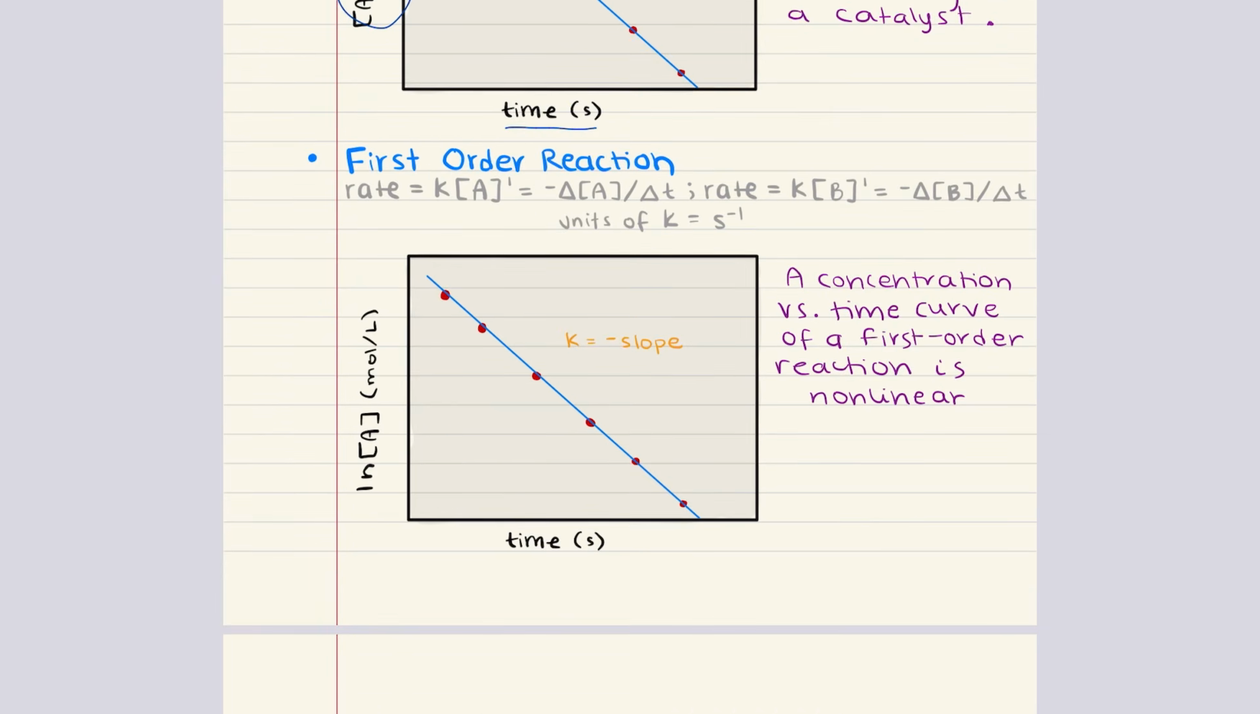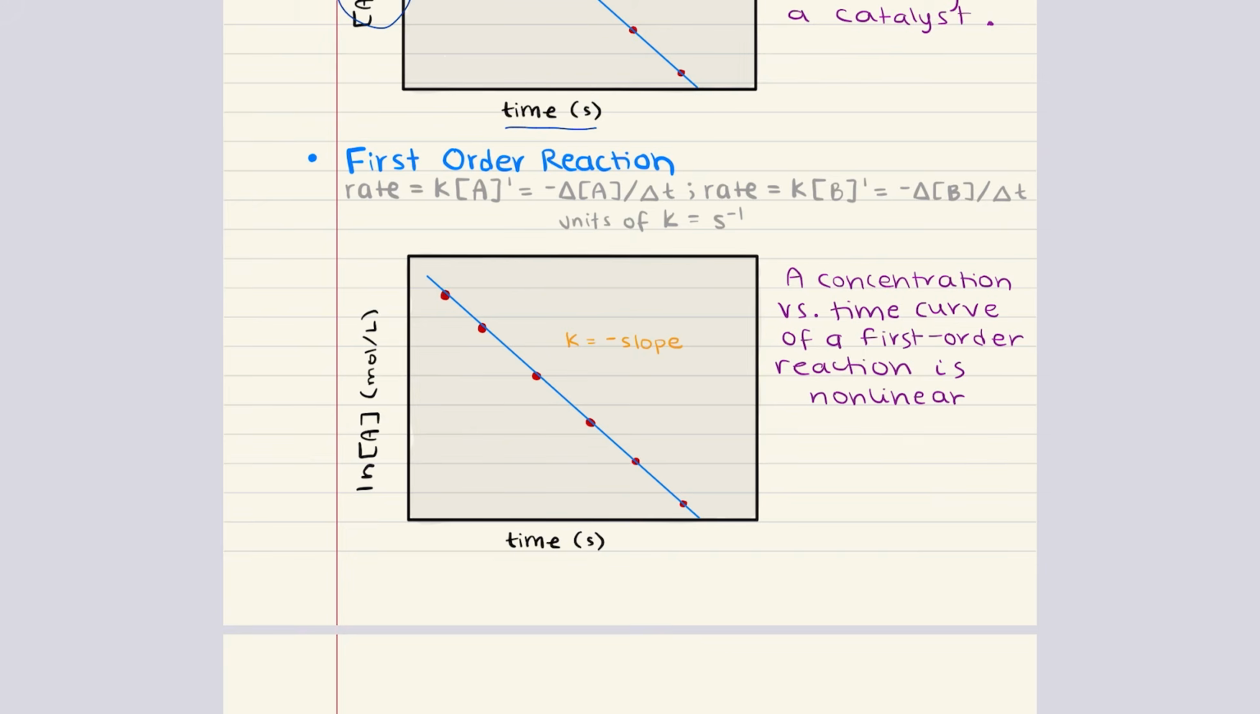What about first order reactions? This is one where the rate is directly proportional to the concentration of a single reactant. So if the concentration of the reactant is doubled, then the reaction rate also doubles. If the concentration of the reactant is tripled, the reaction rate also triples.